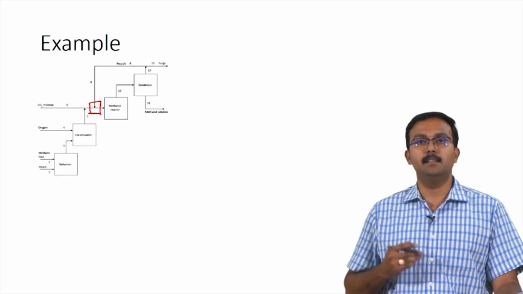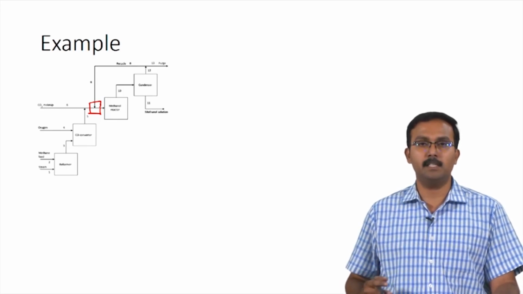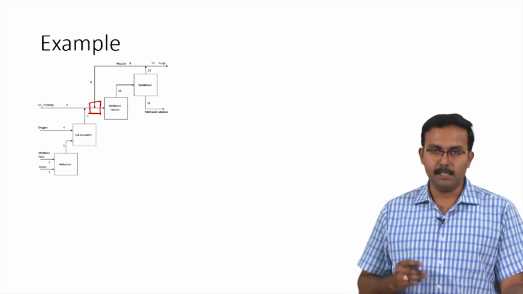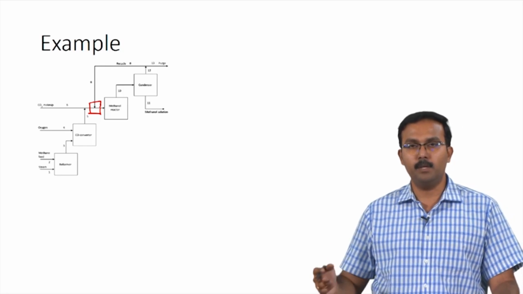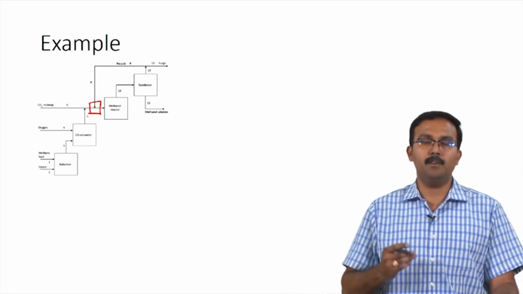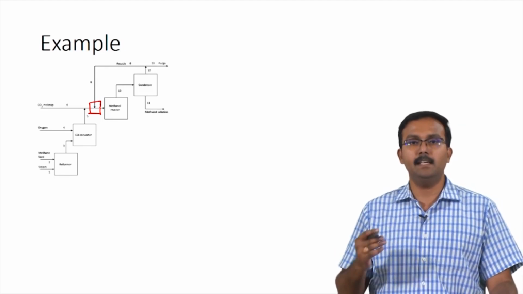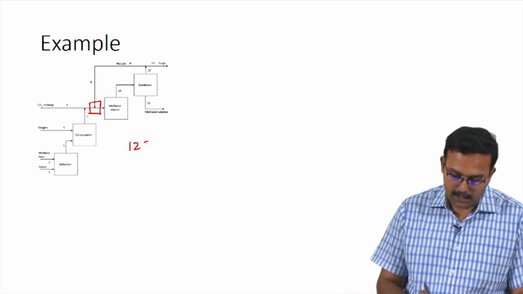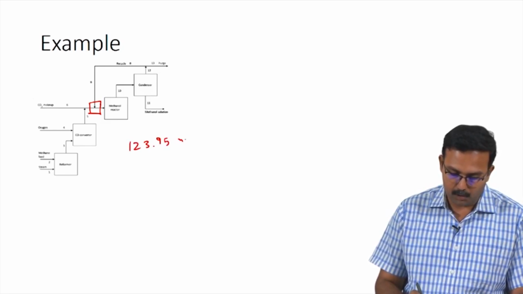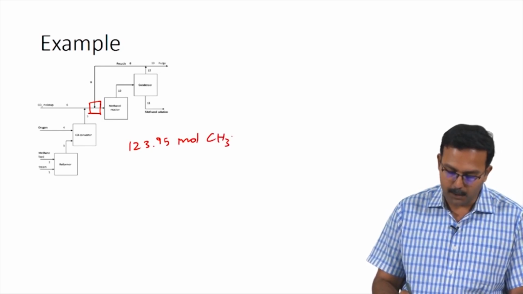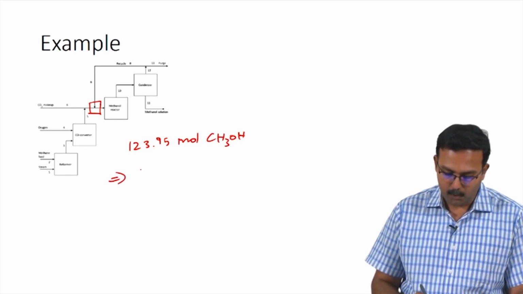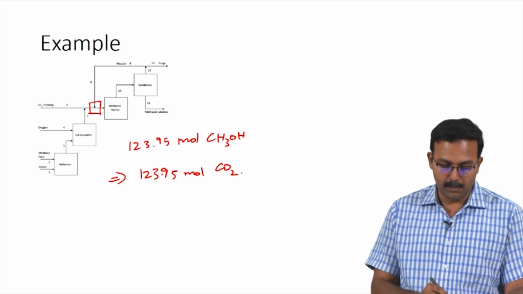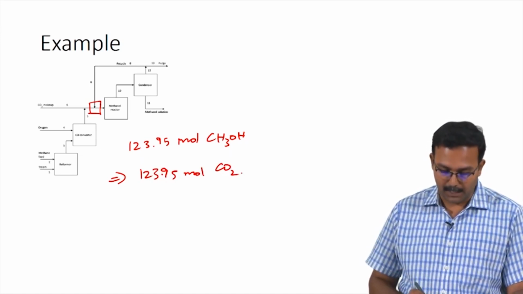We have been told that the single pass conversion for methanol production was 55% of carbon dioxide coming in. So, this means the amount of methanol which was being produced and removed from the system was based on 55% of carbon dioxide entering into the methanol reactor as the gross feed. So, what we have is 123.95 moles of methanol being produced. This implies 123.95 moles of carbon dioxide was consumed in this methanol reactor through a single pass.